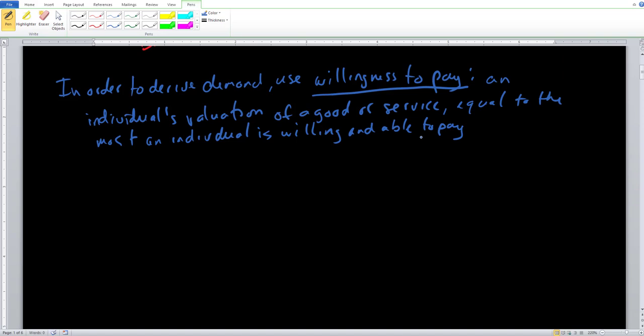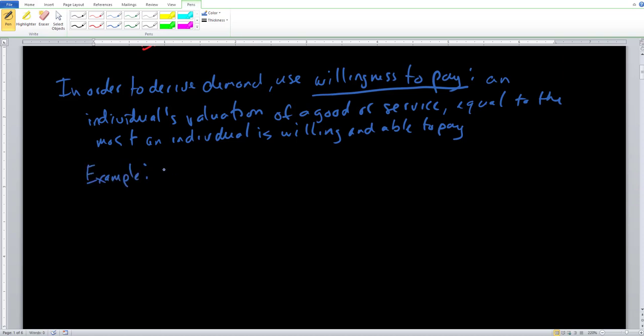So once again, we need this concept of willingness to pay, which is an individual's valuation of a good or service equal to the most an individual is willing and able to pay. Essentially, it tells you the maximum amount that you would pay for this good here and right now. With this idea, we can introduce an example to see what type of relationship quantity demanded and price is going to have.